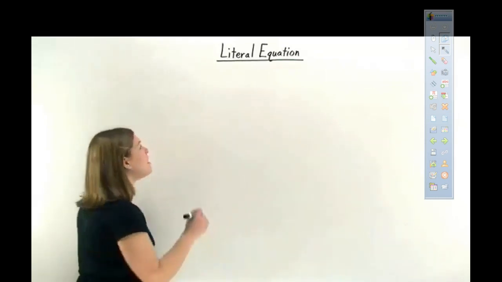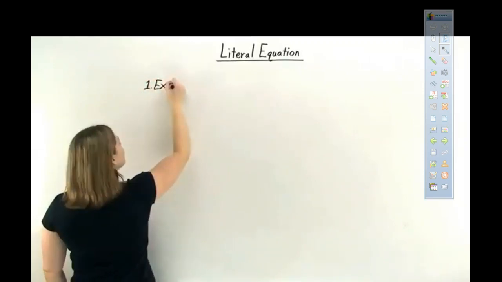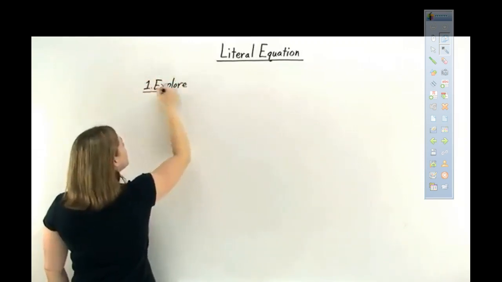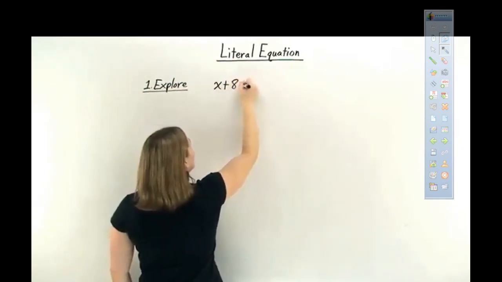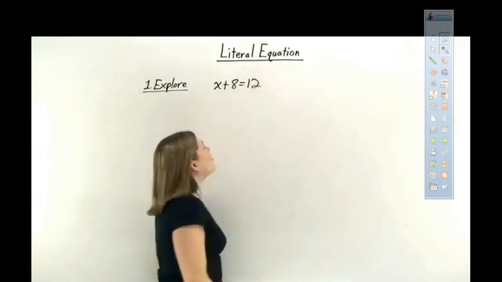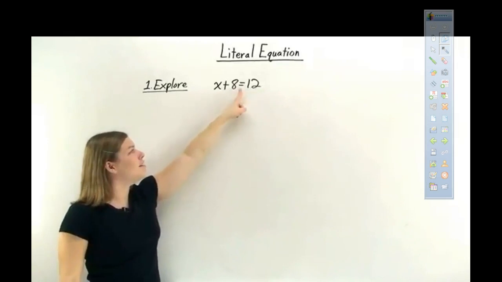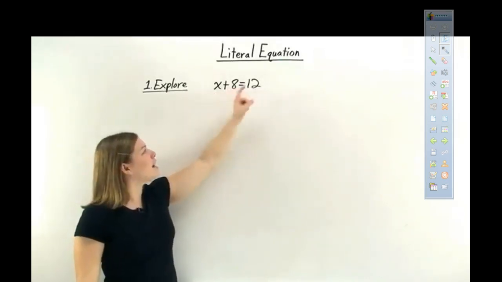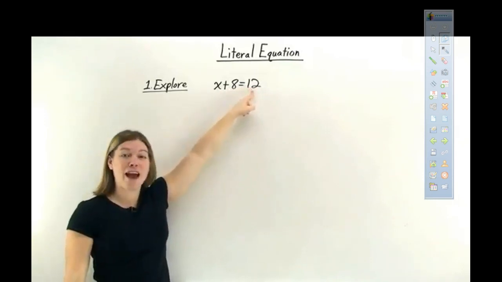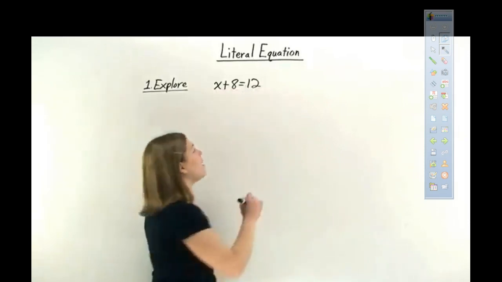Now, to help us see a literal equation, let's go ahead and explore some equations. So, let's write a few equations down. Let's say we have this. X plus 8 equals 12. This is an example of an equation. We have the left and the right-hand side of the equal sign. Here we're saying that x plus 8 is equal to, or the same as 12. We're saying that the left side is the same as the right side.